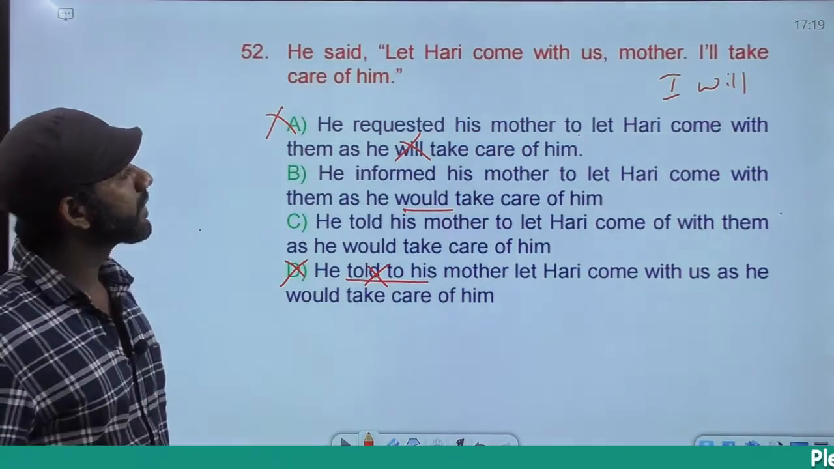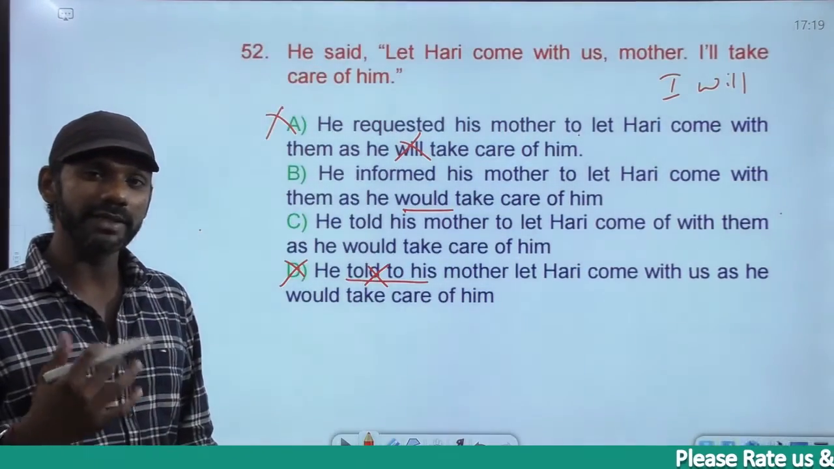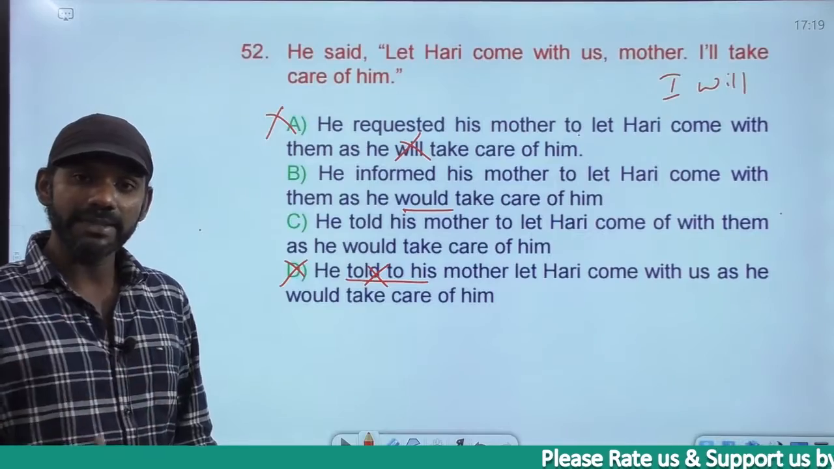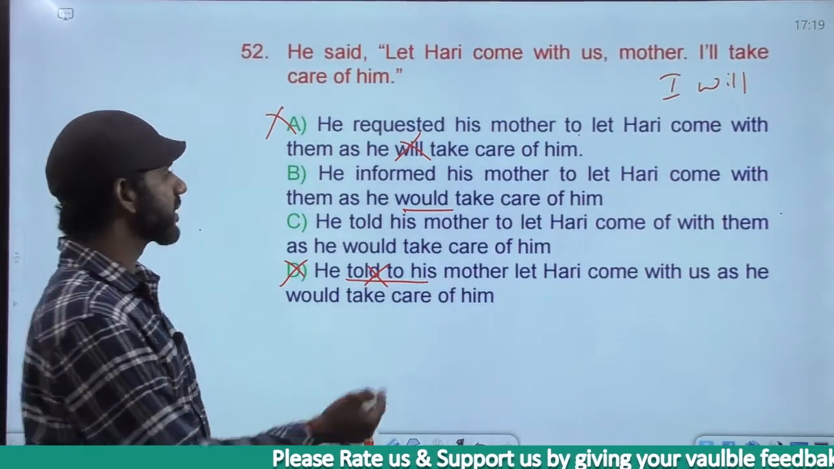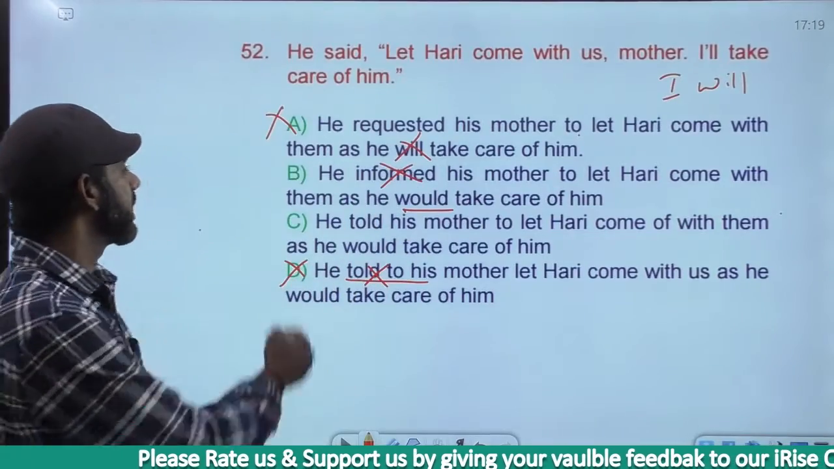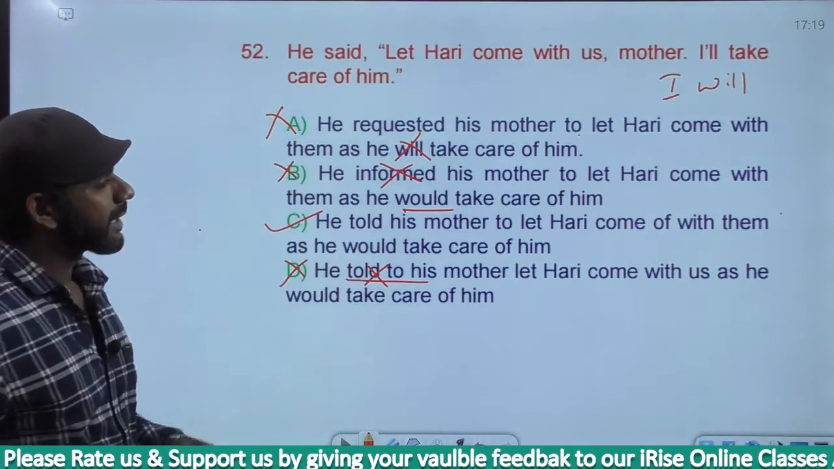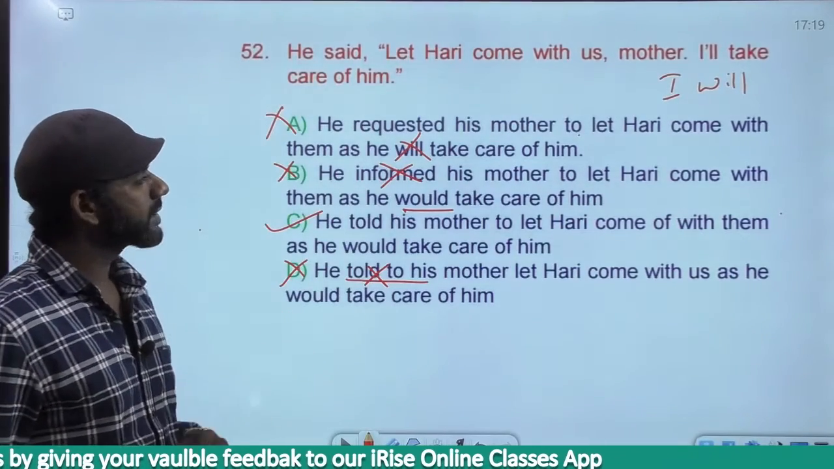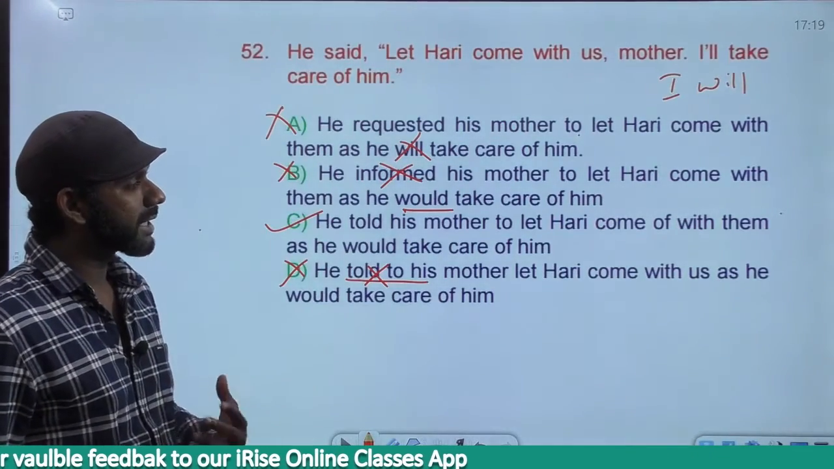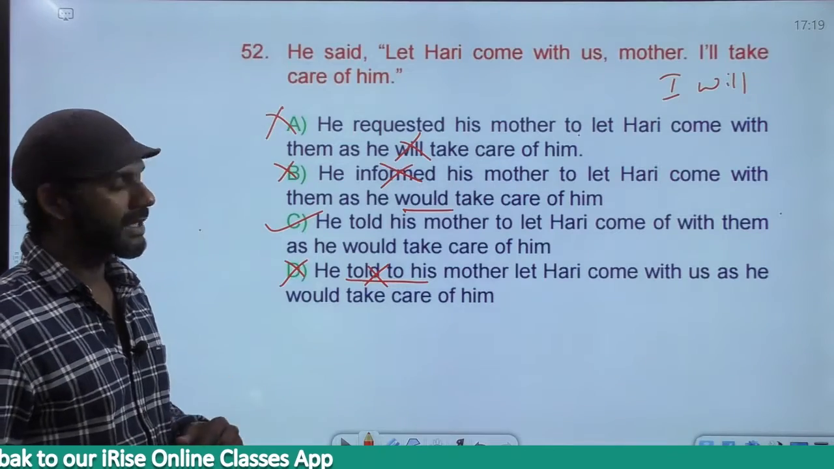Let Hari come with us is not any kind of information passed on by him to his mother. So informed cannot be agreed to here, it does not fit the meaning. Gone. The answer must be option C. Come with them, come off with them don't make much difference. So he told his mother to let Hari come off with them as he would take care of him.